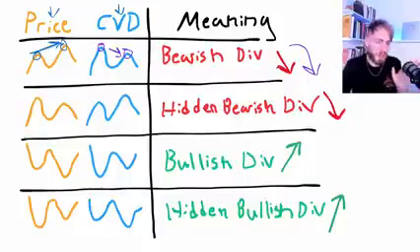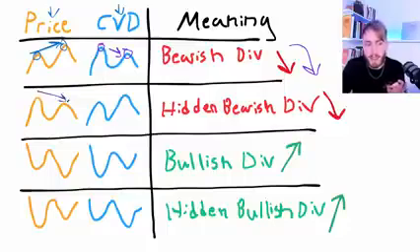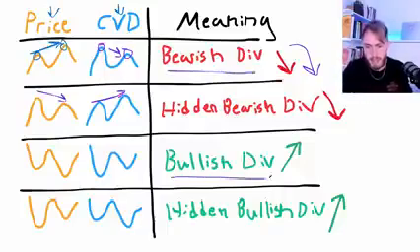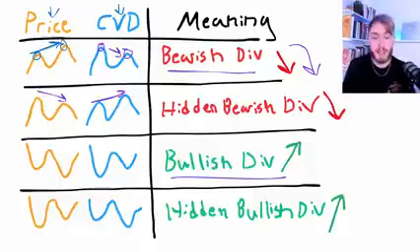But also we have something called hidden divergence. This is harder to spot and a little bit harder to understand, but that is when we already have a downtrend. So we already have lower highs on the price, but the CVD prints higher highs. This is actually a bearish signal, but it's a bearish continuation signal. So it's a little bit different. But in this video, we are going to focus on the normal bearish divergence and bullish divergence, but I just want to include the hidden divergences as well, because you can definitely use them and they can be super valuable.